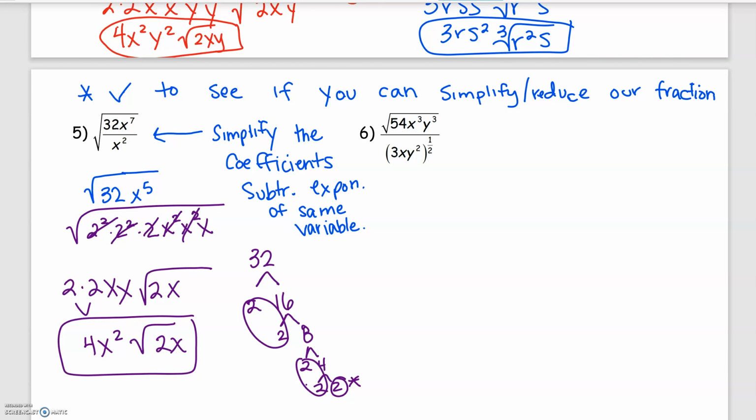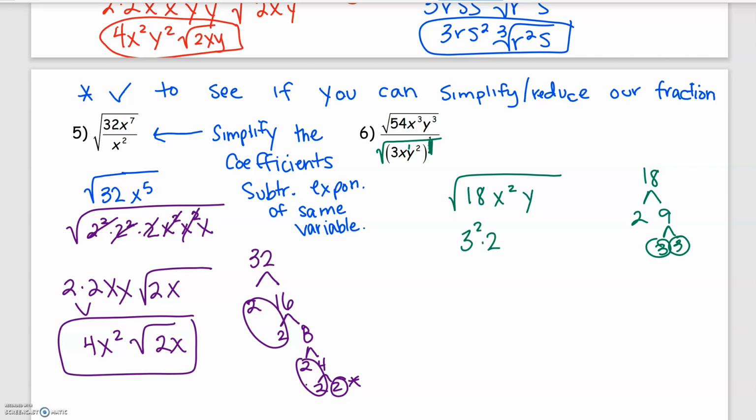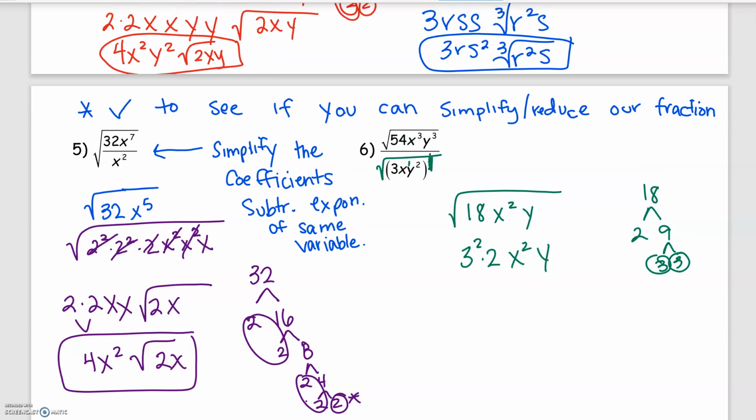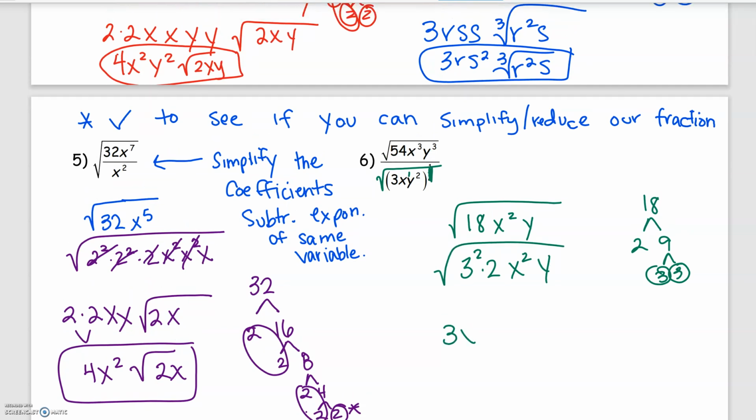So this just means the square root, right? Same thing as square root. So 54 over 3 reduces to 18, or divides. And then x to the 3rd minus x to the 1st is x squared. Y to the 3rd minus y to the 2nd is just y. So we're looking for index of 2. So 2 and 9, 3 and 3. So it looks like our only one is going to be 3 squared with a 2. And then the x squared and then the y. And so we can take out the 3 and the x, and the 2 and the y stay under.